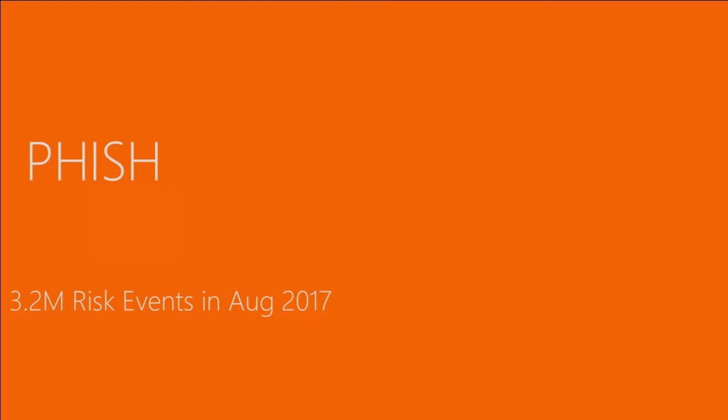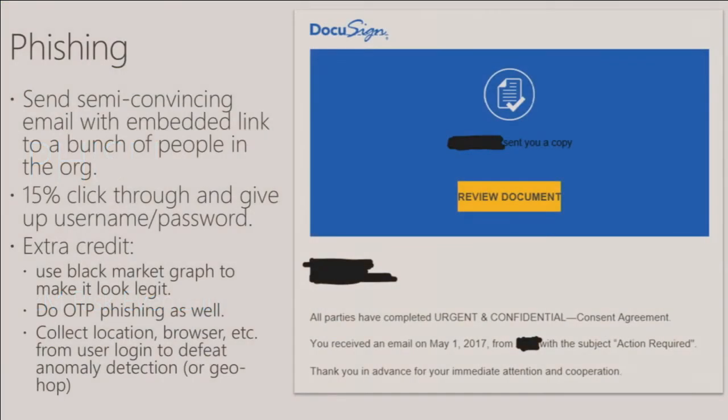Hey, all right, so next category, phishing. We had 3.2 million risk events in August that went out, and what we would look at these as is basically places where the login behavior was anomalous. Phishing is an interesting problem, because when I send you a mail that looks semi-convincing, curiosity kicks in. I have had people call me and say, I got this mail, I'm kind of suspicious of it, should I click? And I'll say, no, you shouldn't click. And then they'll say, but what if I already did?